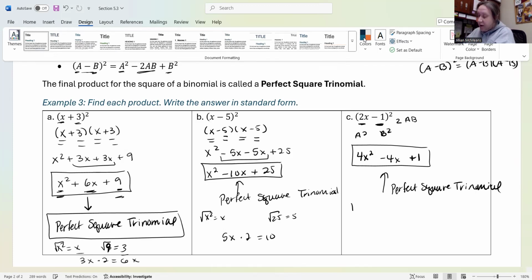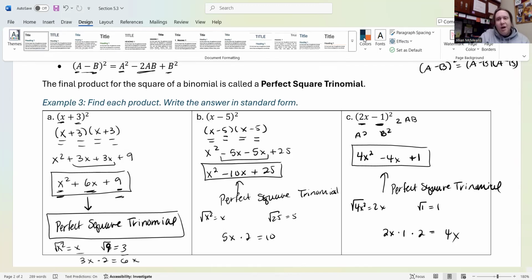If we kind of work backwards, we have the square root of 4x squared, which is 2x. We have the square root of 1, which is 1. If I take 2x times 1 and then I double it, well, 2x times 1 is 2x. And then 2x times 2 is 4x, which is the middle term, okay?